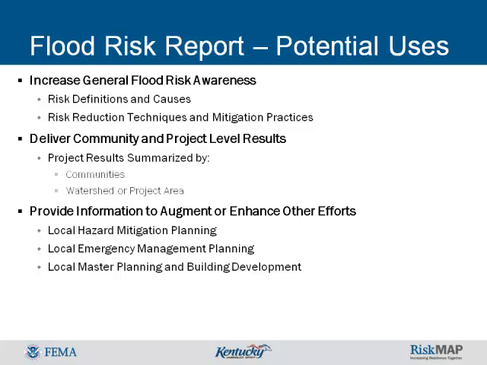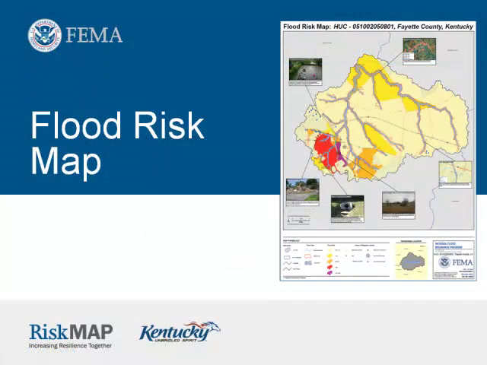The Flood Risk Report can contain data that can be used to update other local planning efforts, including local hazard mitigation planning, local emergency management planning, and local master planning and building development. The Flood Risk Map provides a visual summary of the watershed so that local officials and the public have a better understanding as to how neighboring communities may contribute to reduce flood risks and increase the likelihood of communication between communities in the watershed. This map will not replace a community's Flood Insurance Rate Map. It is an accompaniment to the FIRM for a better holistic understanding of the community's flood risk.